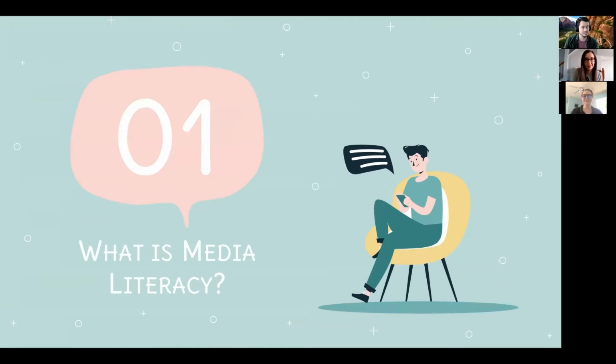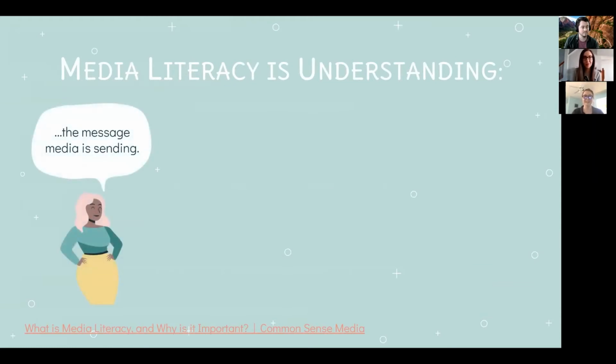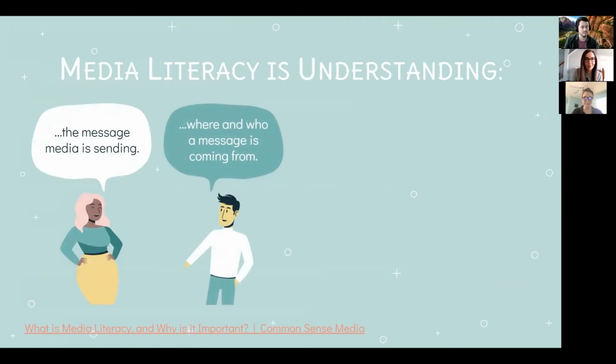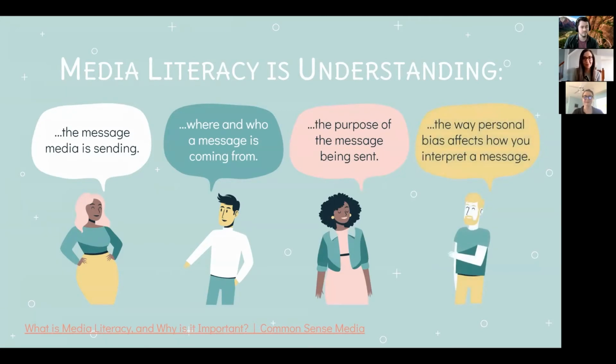What is media literacy? Media literacy is understanding the message media is sending, where and who a message is coming from, the purpose of the message being sent, and the way personal bias affects how you interpret a message. For more information, check out What is Media Literacy and Why is it Important from Common Sense Media.